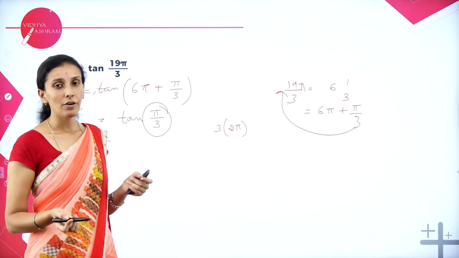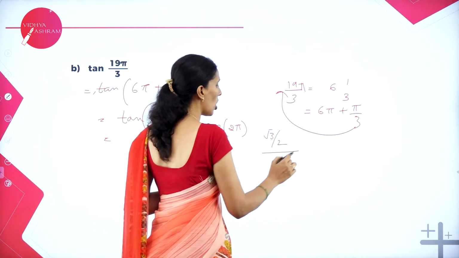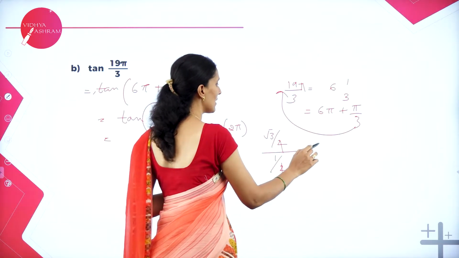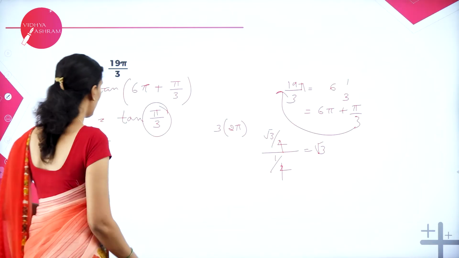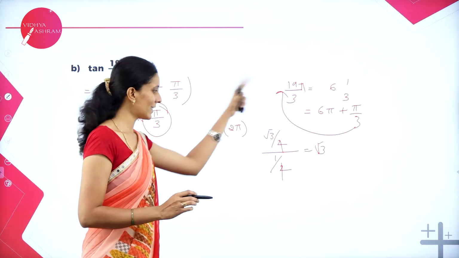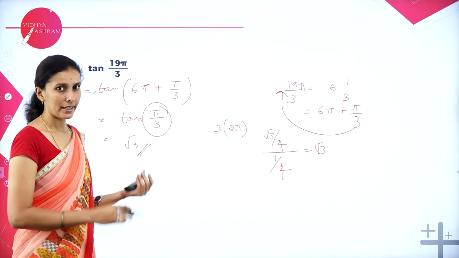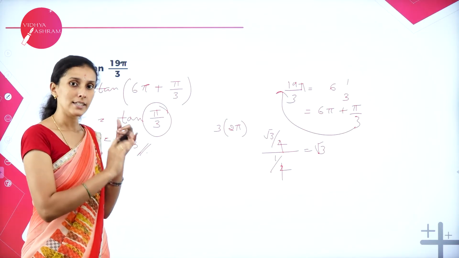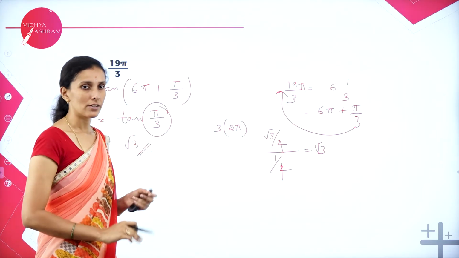If you don't know the value of tan 60, again, sine 60 is root 3 by 2, cos 60 is 1 by 2, the 2s get cancelled, your value is root 3, because tan is sine by cos. So the value of tan pi by 3 is root 3. Simple. So instead of wasting time on all these, just learn the value of tan 60 degree. Remember all the standard angles from 0 to 90 degree: sine, cos, tan, cosecant, secant as well as cot. Learn it.